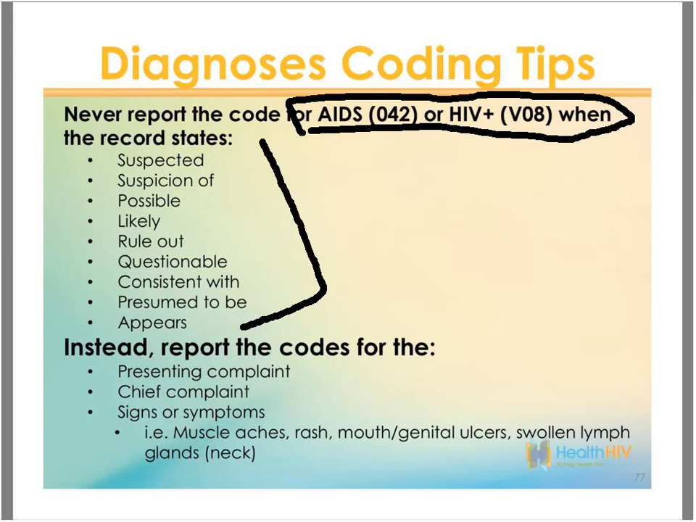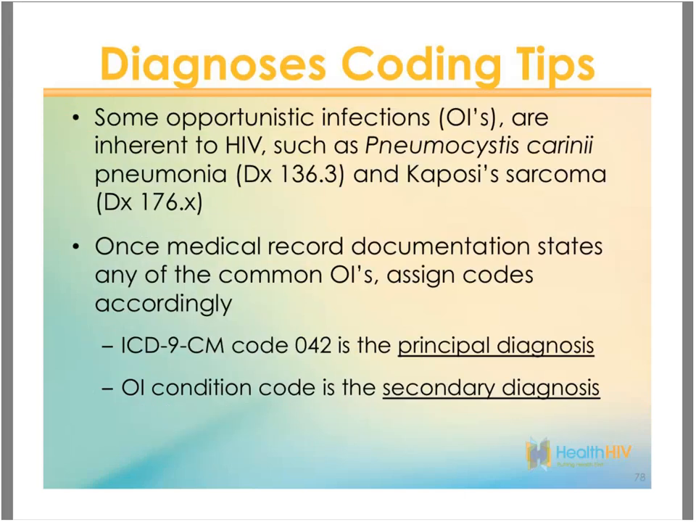We'll code the presenting complaint. So if the patient comes in and they have muscle aches, rash, or ulcers, those are going to be the diagnoses that we're going to report for a case where the terminology here is documented in the record. We spoke about the sequencing.